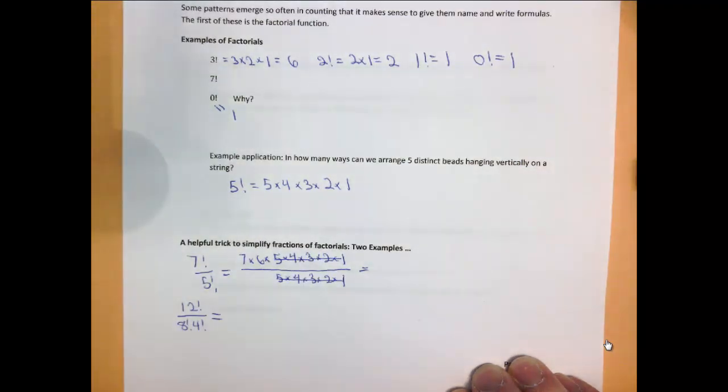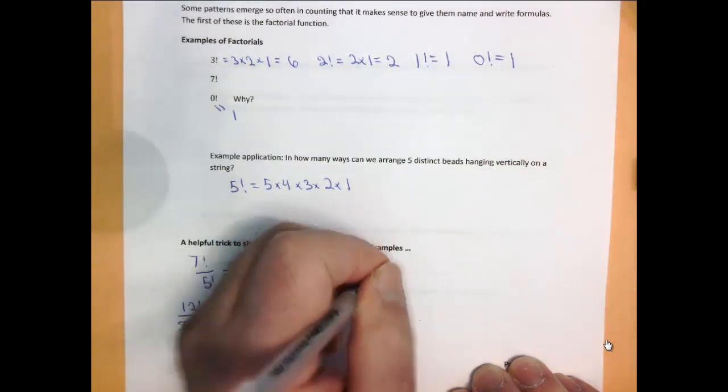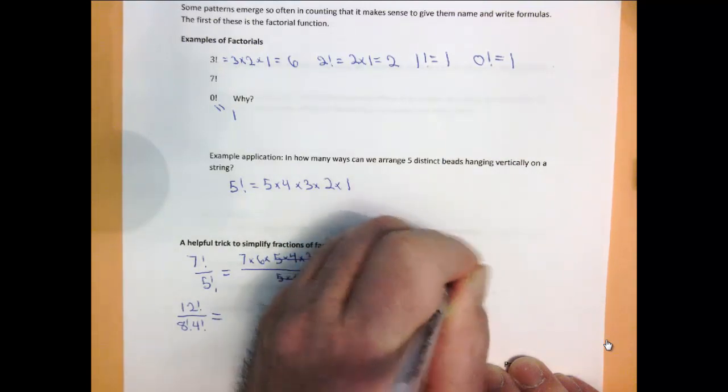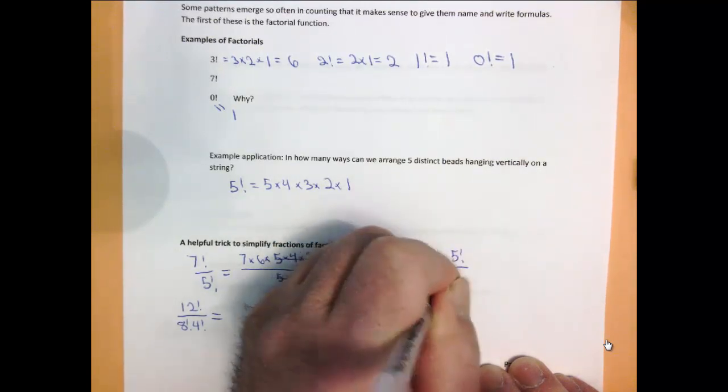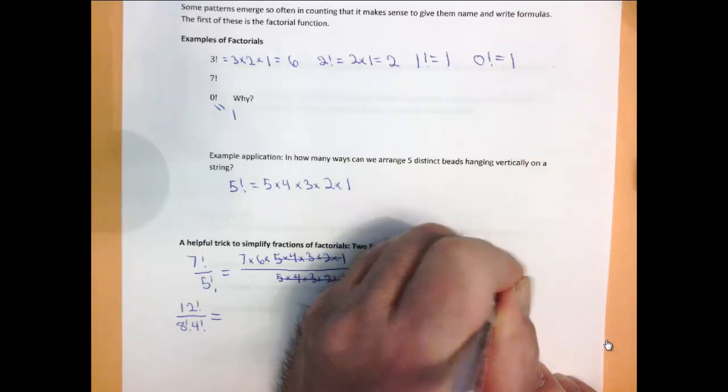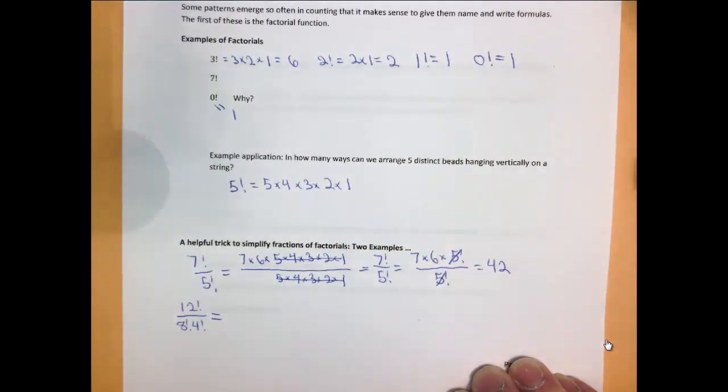A lot of this work could have been avoided by writing it in the following way. 7 factorial over 5 factorial is the same as 7 times 6 times 5 factorial divided by 5 factorial. Having written it this way, we can easily cancel out the 5 factorials and arrive at the answer 42. A similar trick will help us move quickly through the next example.